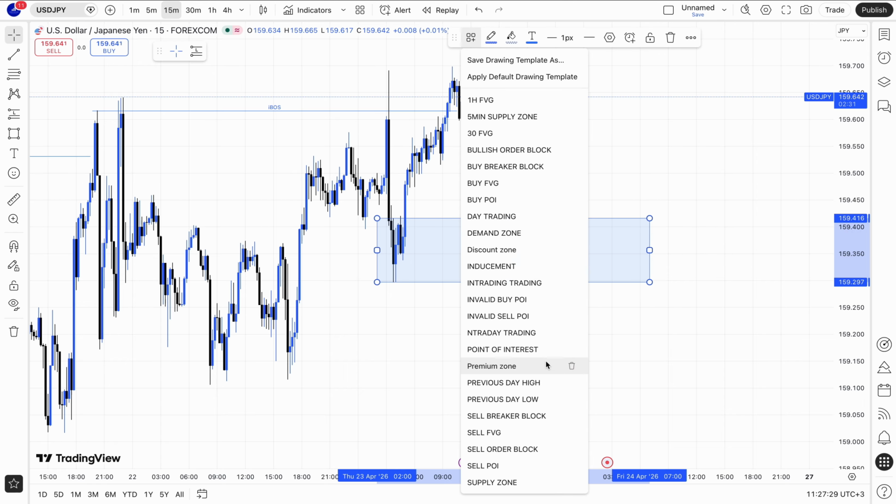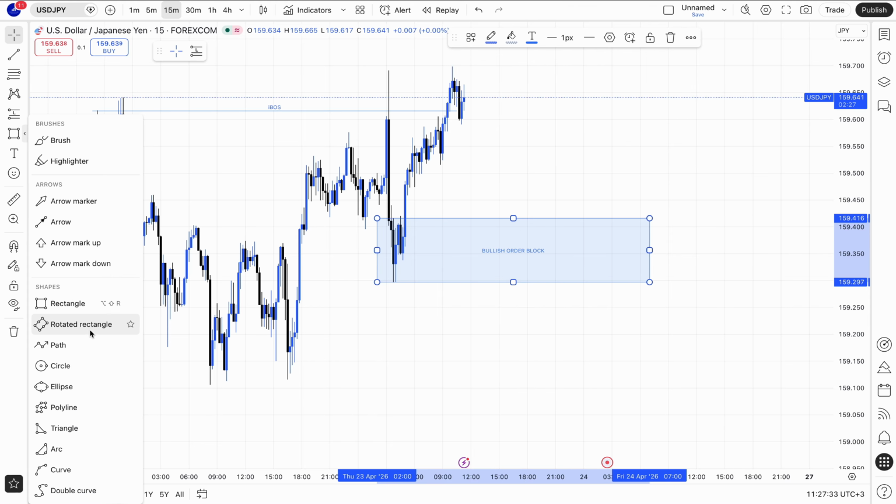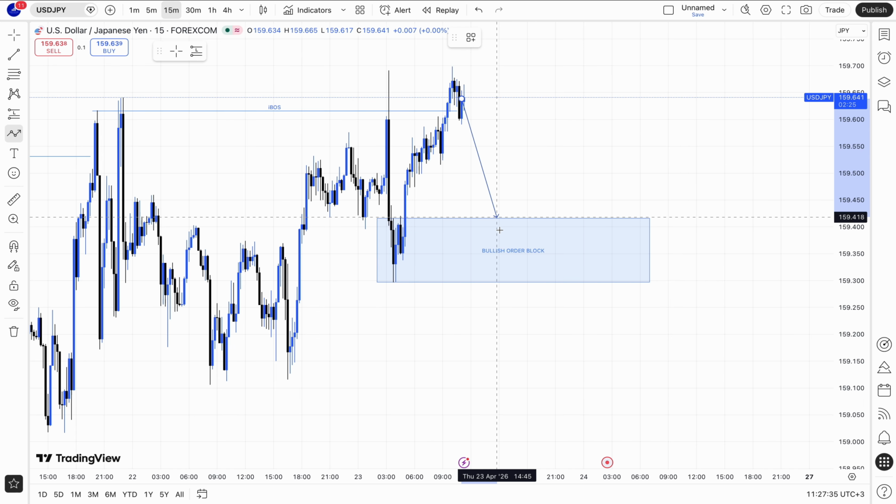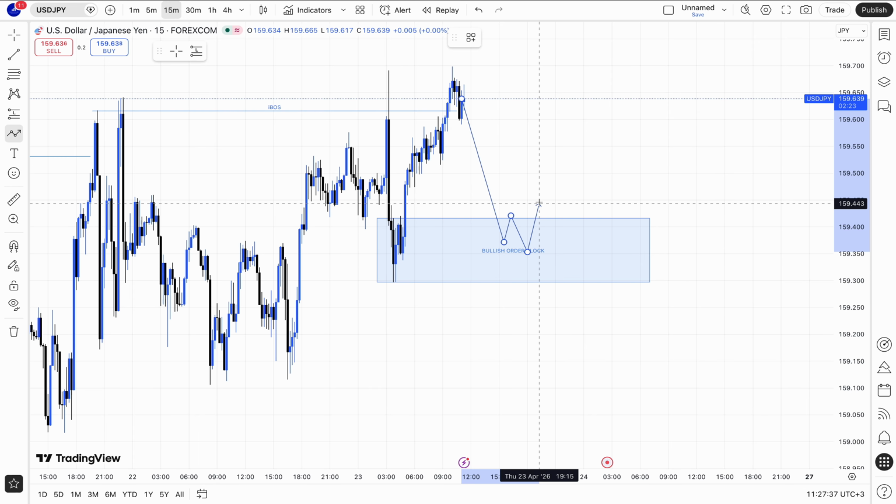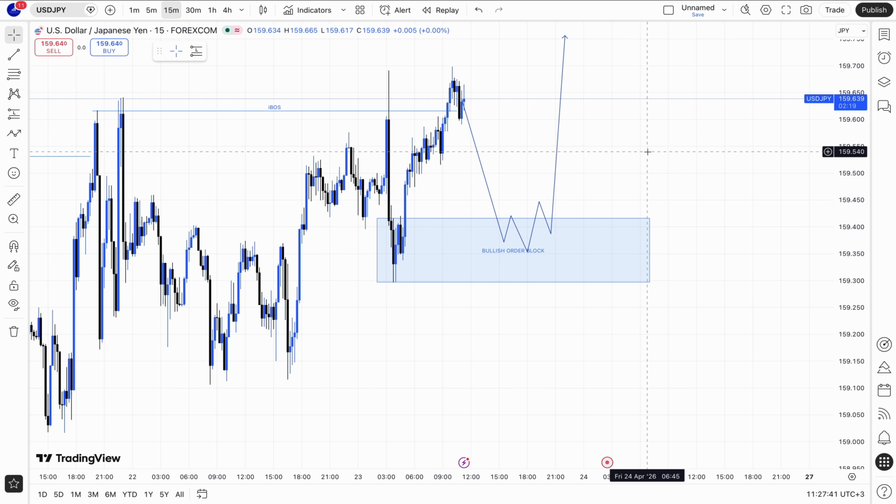Now, what's our plan for this order block? Super simple. Don't overcomplicate trading. You're going to just wait for the price to come back here, and then we wait and get that buy confirmation. Then we continue buying.